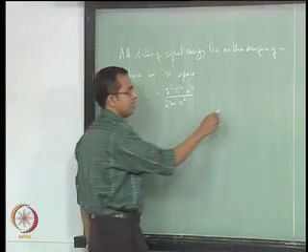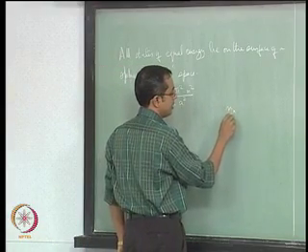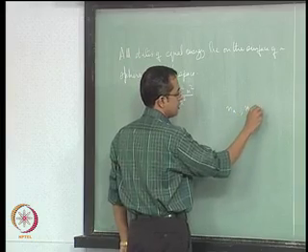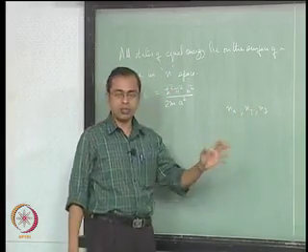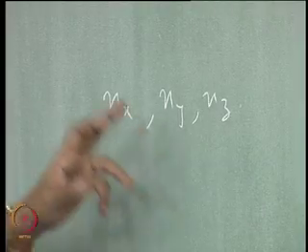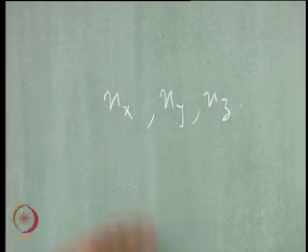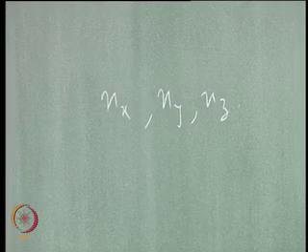And if you write it as nx, ny, nz, the values of nx, ny and nz can also only be positive numbers. They can only be 1, 2, 3 and so on. So they can only be positive numbers.